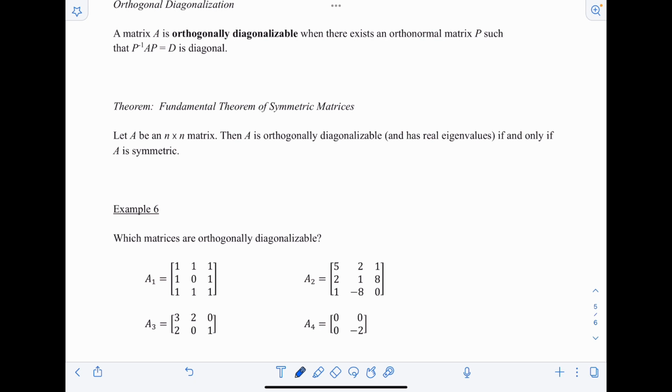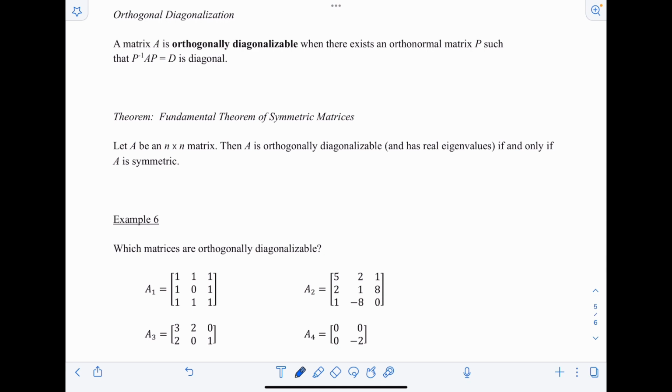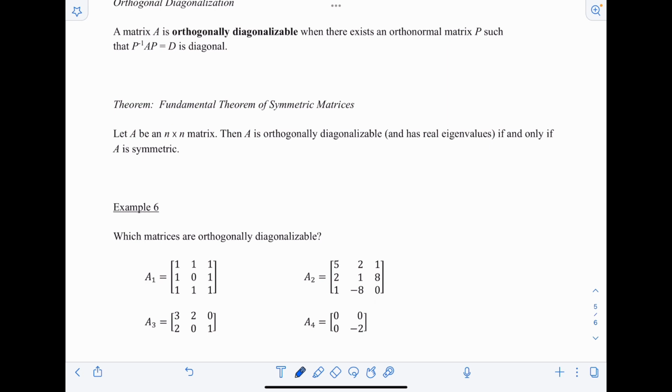That theorem almost trumps the definition above it, because what it says is if we know that A is symmetric, we know that it has to be orthogonally diagonalizable. So that's typically what we're going to look for.